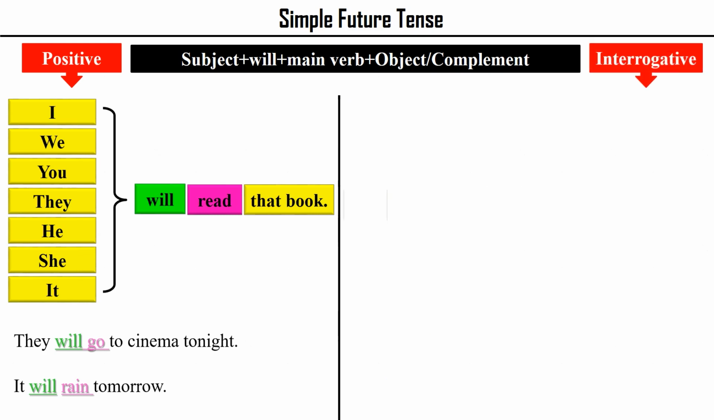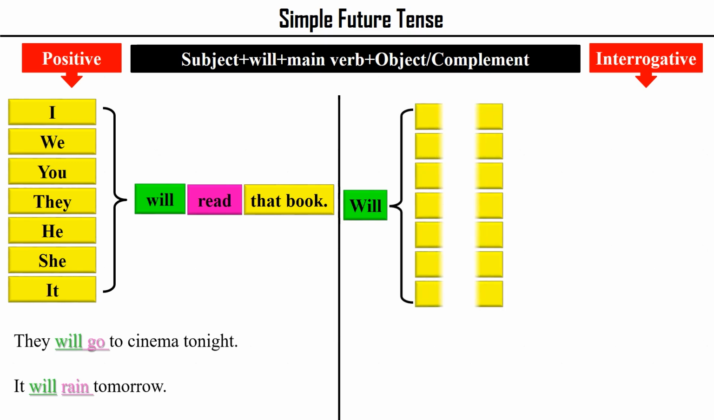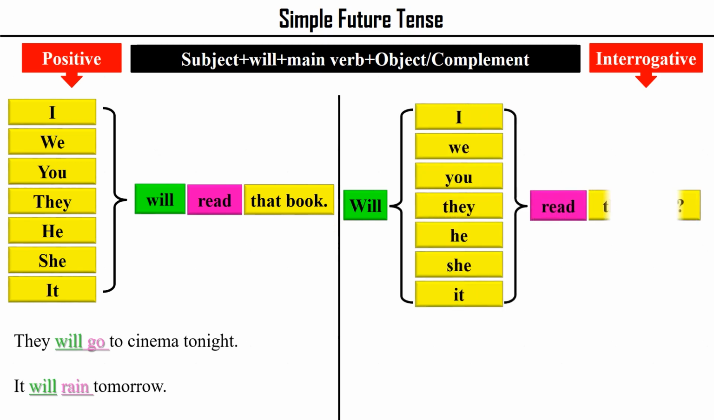Interrogative: in an interrogative sentence, will comes at the beginning of the sentence. Will plus subject plus main verb plus object. Will I read that book? Will we read that book? Will you read that book? Will they read that book? Will he read that book? Will she read that book? Will it read that book?